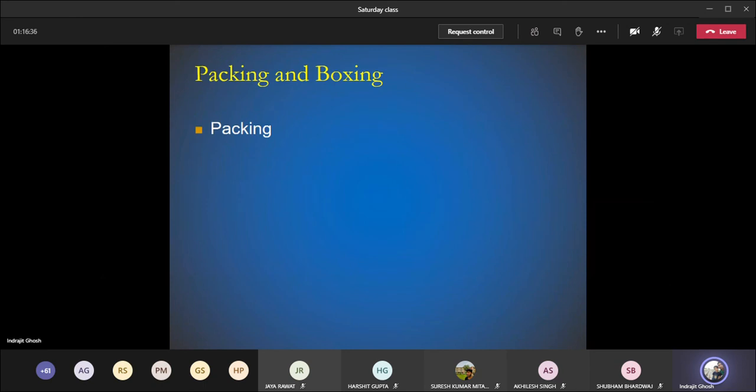Then I am only left with one or two slides. So packing and boxing. Okay, packing we have seen earlier. So what does it mean by boxing? Is it a sport? No.